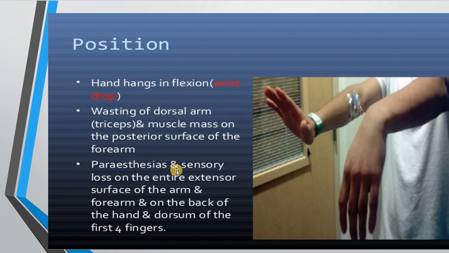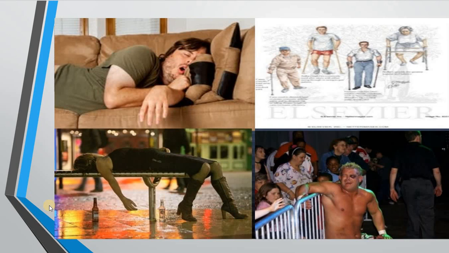Paresthesia and sensory loss: there is sensory loss over the entire extensor surface of the arm, the back of the hand, and the dorsum of the first 4 fingers. So this is the drunkard's hand, as you know. These are the causes which might lead to the axillary lesion.